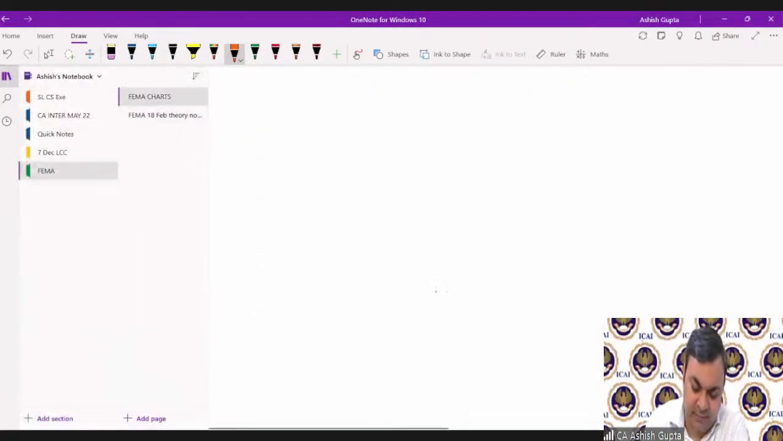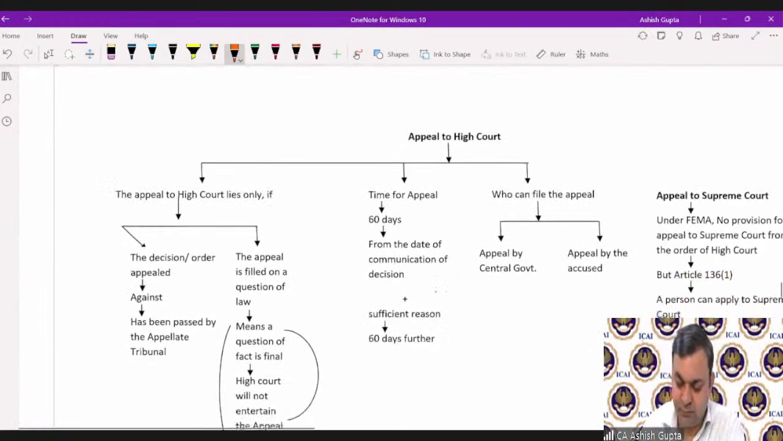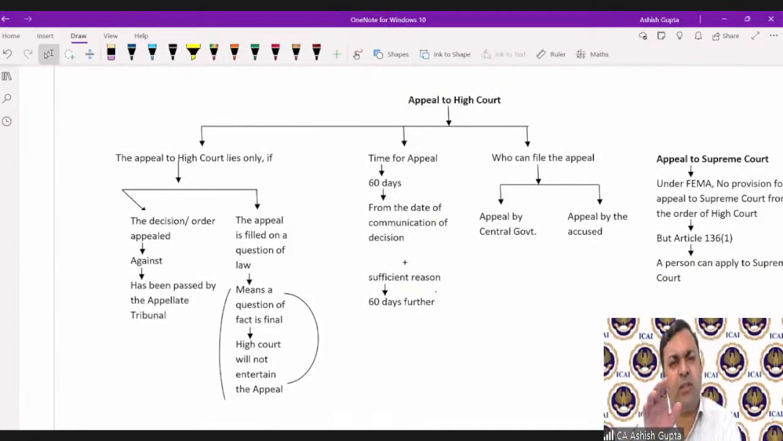Next is, I think so, special director appeals and adjudicating authority and AT is clear. I think both the topics are clear.